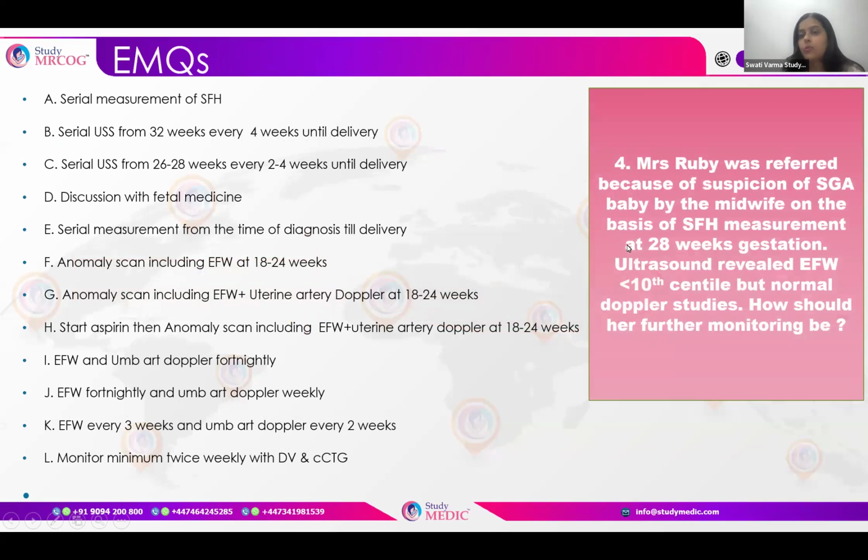Now there is another lady, Ruby, who was referred because of suspicion of an SGA baby by the midwife. She was on SFH measurement and was suspected to have SGA at 28 weeks. Now when ultrasound was carried out, her estimated fetal weight was less than 10th centile, but Doppler studies were normal. Now how should her further monitoring be?